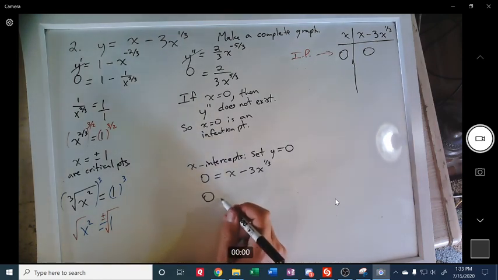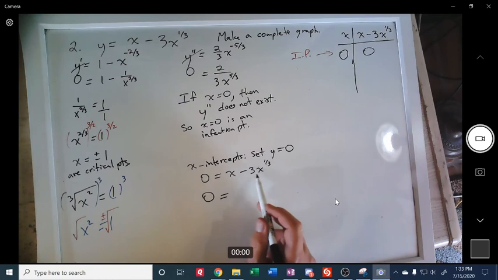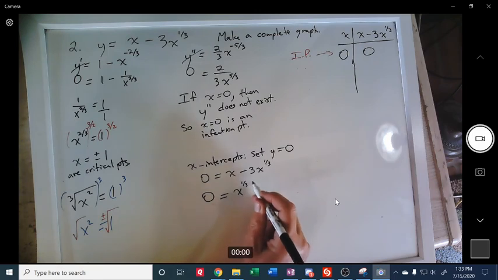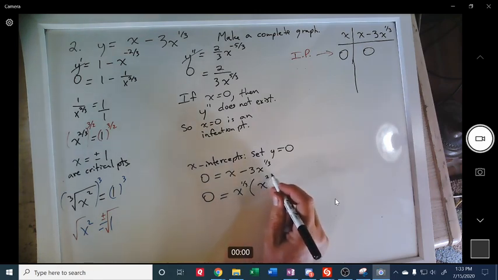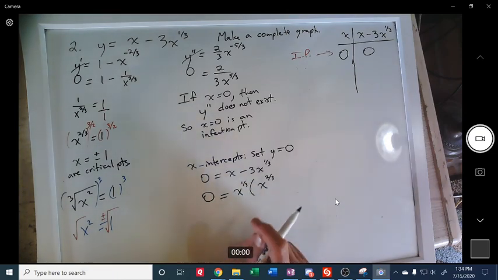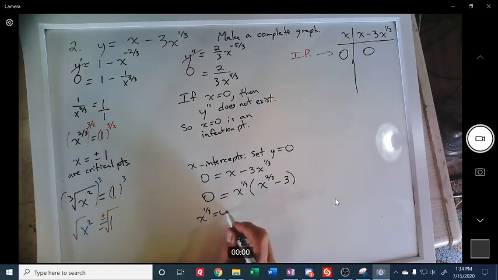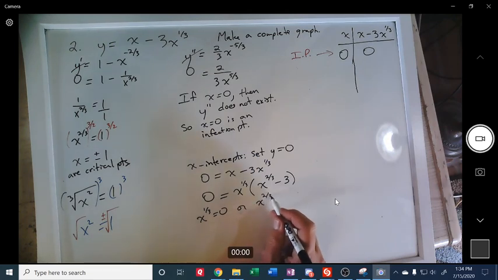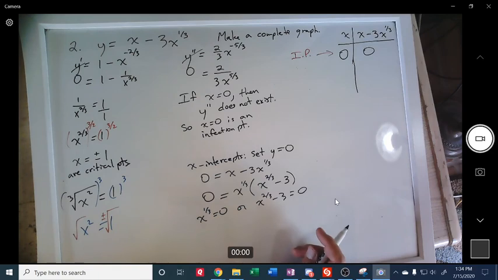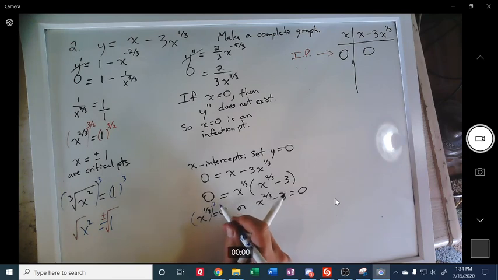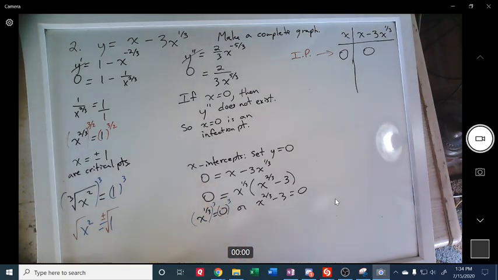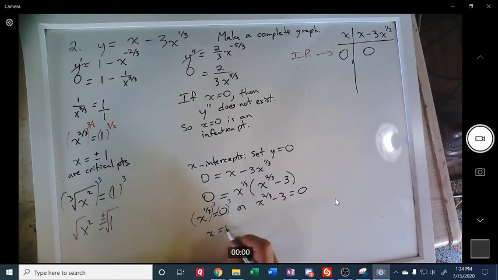Now, I'm going to factor out what power of x is common to both of these. Take the smaller of the two powers. x to the 1/3 times x to the 2/3 will give you x to the 1. And you get this. So then x to the 1/3 is equal to 0, or x to the 2/3 minus 3 is equal to 0. On this one, if you raise both sides to an odd power, there's no problem, and we get x equals 0.